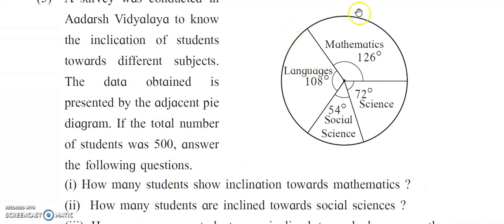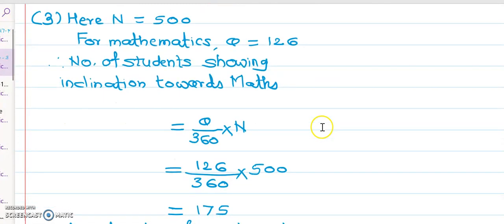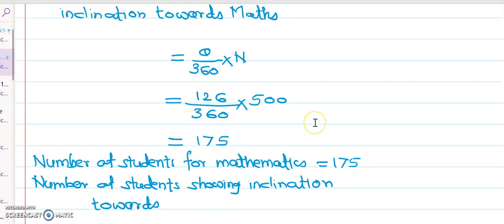Now see, this is the pie diagram: mathematics 126 degrees, science 72, social science 54, and the languages equals 108. Now we'll find out the number of students. Let n equal 500. For mathematics, theta equals 126 degrees. The number of students showing the inclination towards mathematics is theta upon 360 into n, that is 500. After the calculation, 126 upon 360 into 500 equals 175.